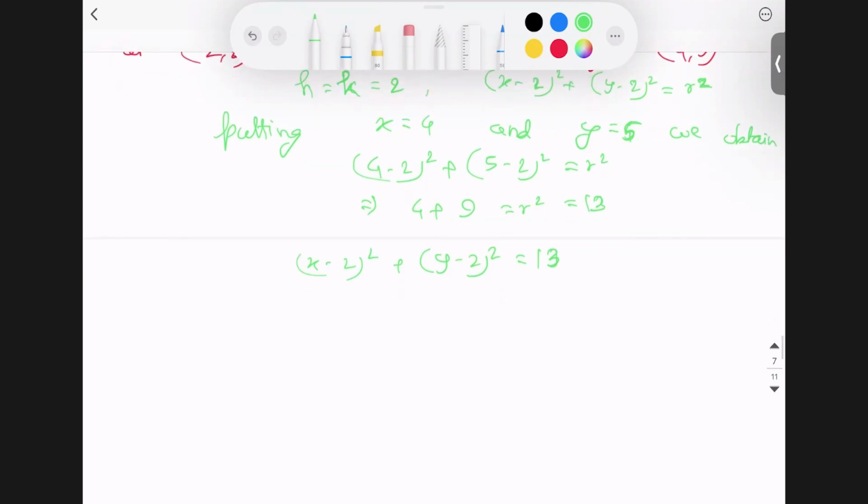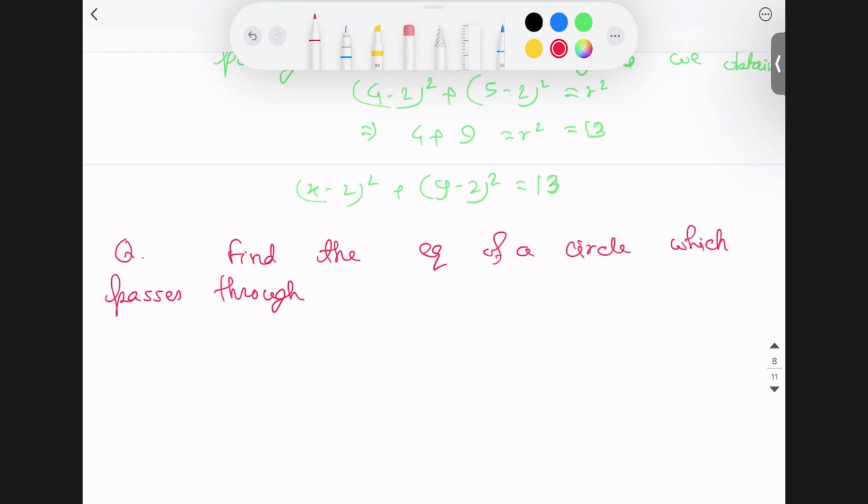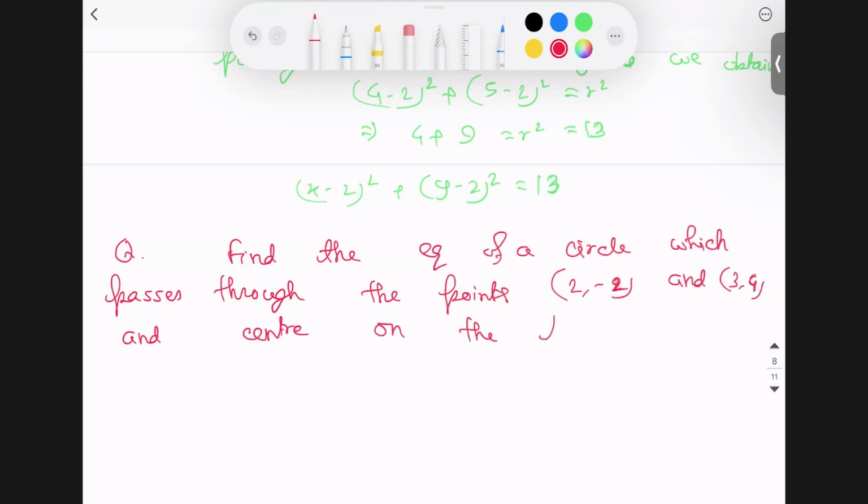And the next question is, find the equation of a circle which passes through the points 2, comma minus 2 and 3, comma 4, centered on the line x plus y equals 2.